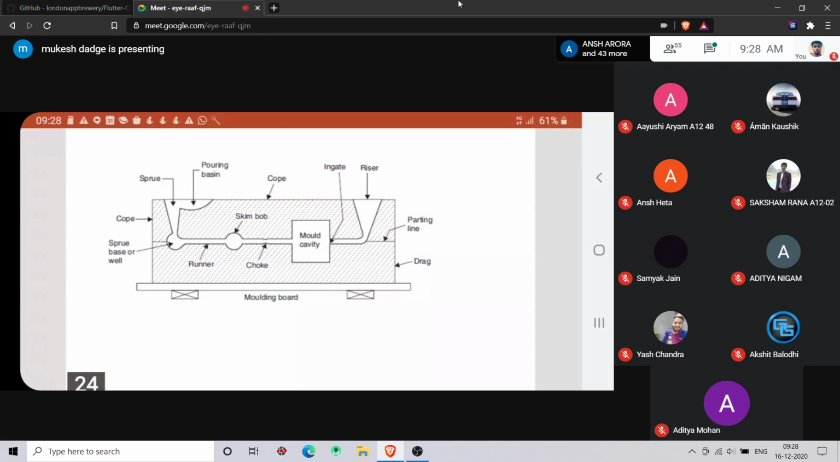It will fill the mold cavity and then come out from the riser. If it comes out of the riser, stop the pouring. You can see the parting line. The parting line will be on the two halves of the pattern as well as in the mold cavity.